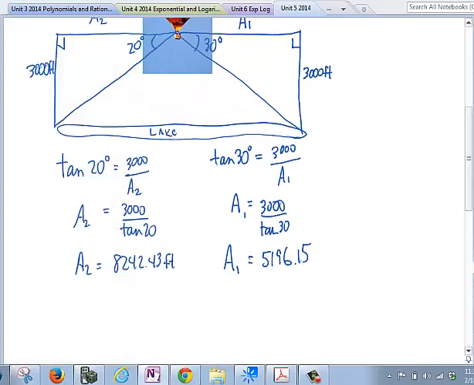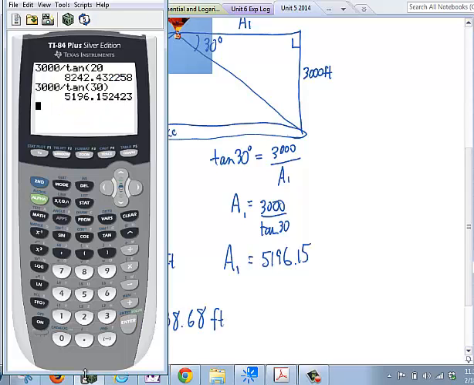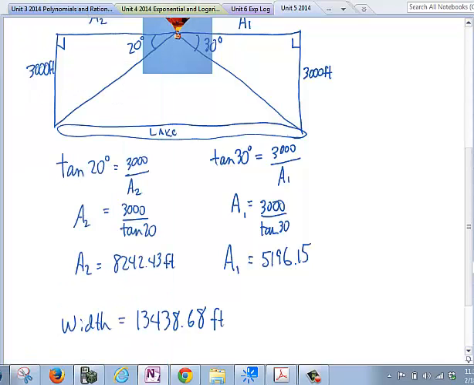And our result is the width is equal to the addition of these two, which would be 13,438 feet, and I guess the decimals would add up to 68. Let me just double check that. I'll do it with a calculator. 8242 plus 5196, just to make sure that I'm at 13,438, and that looks good.